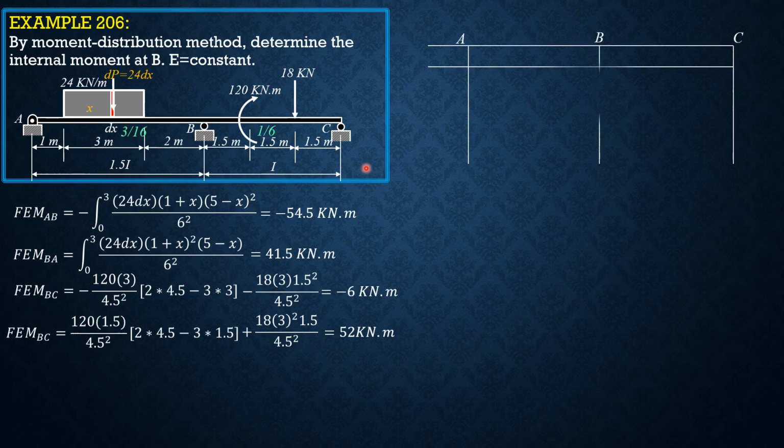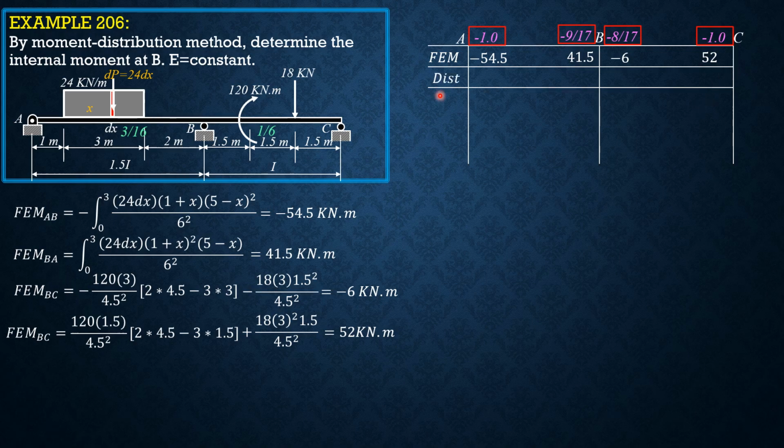So let's now tabulate and put the distribution factor at A, because it is a pin, so it is negative 1.0. It is 1.0, but I put negative here. That's my technique, so that you don't worry about changing the signs after distribution. This is negative 3 over 16 all over 3 over 16 plus 1 over 6. That's why negative 9 over 17. Therefore, for BC, it is negative 8 over 17, and for C, negative 1. Fixed moments should be placed here: negative 54.5, 41.5, negative 6, then 52.